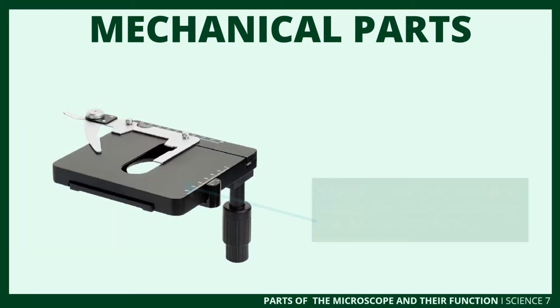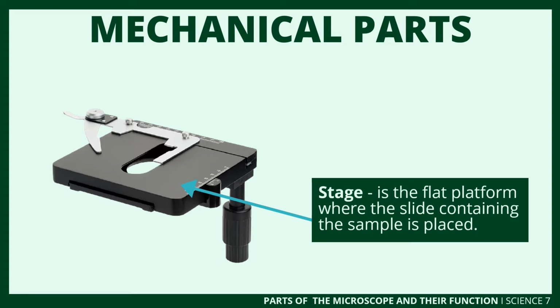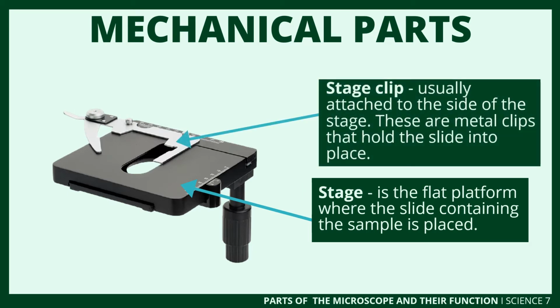Stage is the flat platform where you place your slides. Stage clips hold the slides in place. If your microscope has a mechanical stage, you will be able to move the slide around by turning two knobs. One moves it left and right, the other moves it up and down.